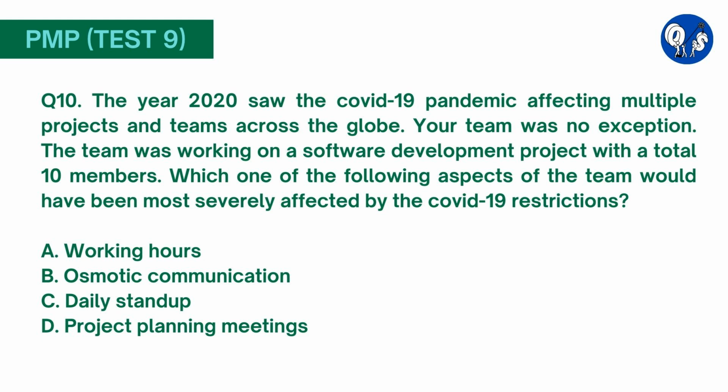However, one thing COVID-19 almost certainly did is force the team to work remotely, mostly from their homes, thus impacting osmotic communication. Osmotic communication refers to the useful information that flows between team members who are working in close proximity to each other as they overhear each other's conversations. Since close proximity is no longer there, teams are not able to leverage osmotic communication during the COVID-19 pandemic.